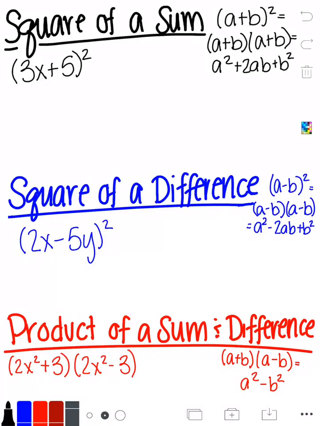All right, so today we're talking about special products, which are some different ways that we can solve these special cases of polynomials. So we're going to talk about a square of a sum, the square of a difference, and then the product of a sum and a difference.